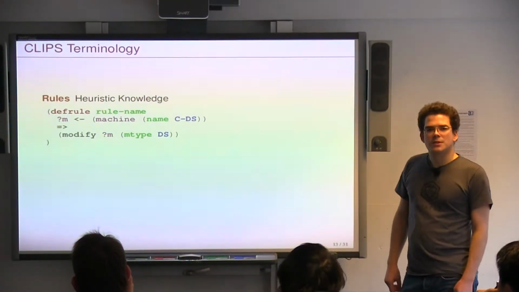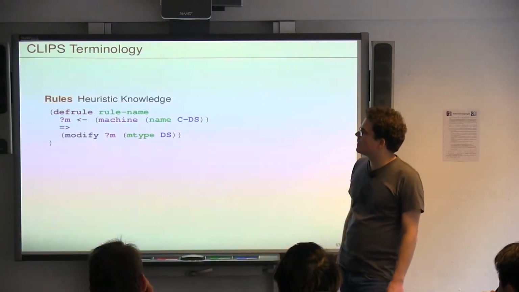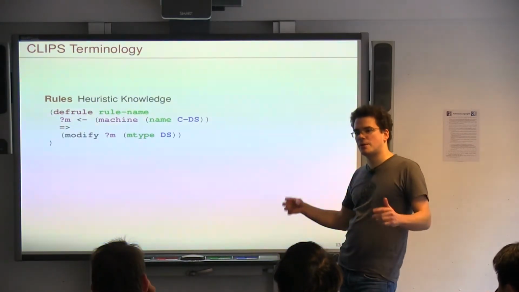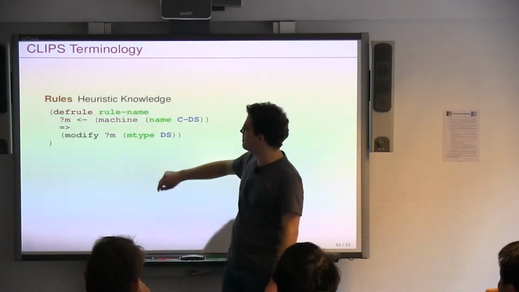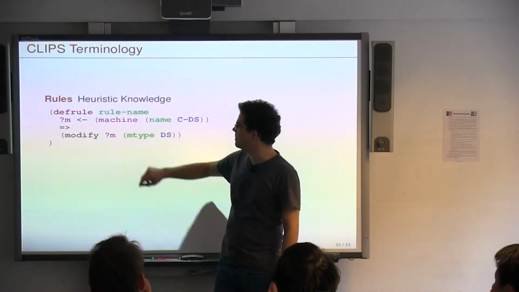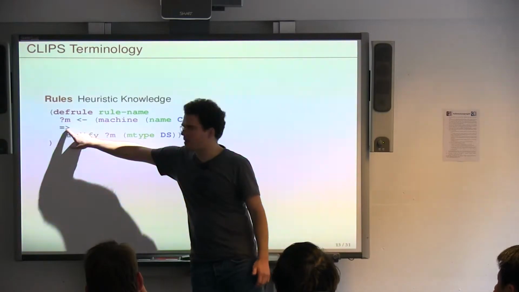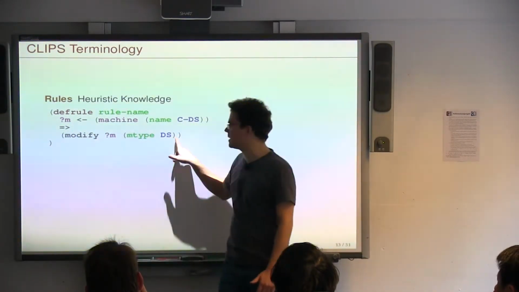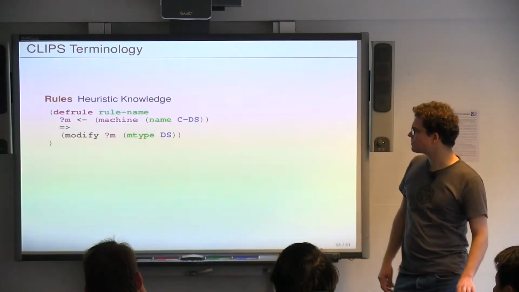The third are the rules. So this is what you will basically be working with, or what you will be writing. This is our heuristic knowledge, the knowledge you will put into the system. I will come back to the rules later, but you can see you have a def rule and a name, and you have here a condition. And after the arrow is what gets executed. So this is the action you're actually taking.